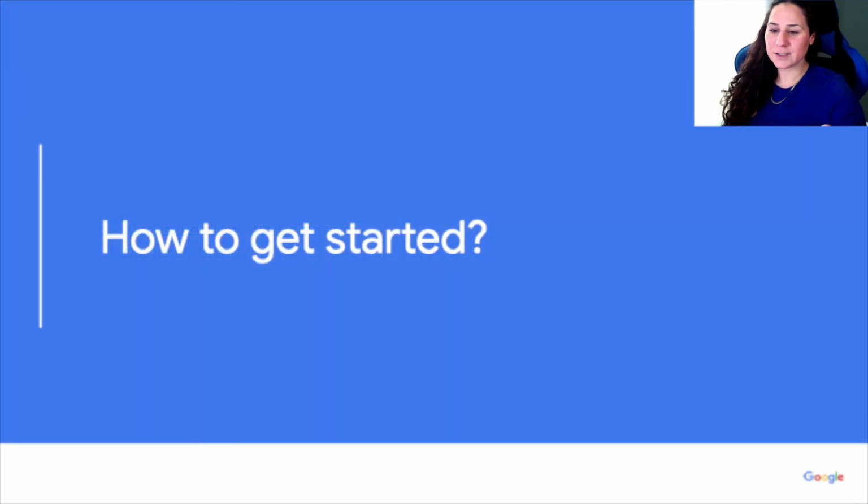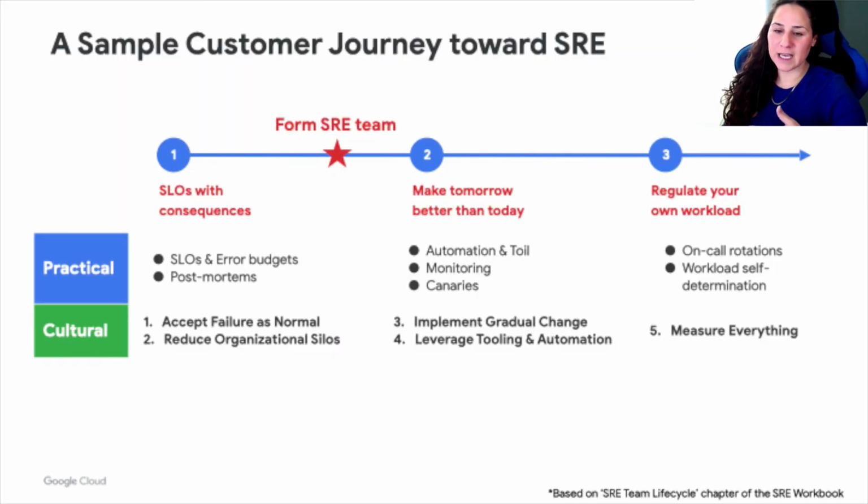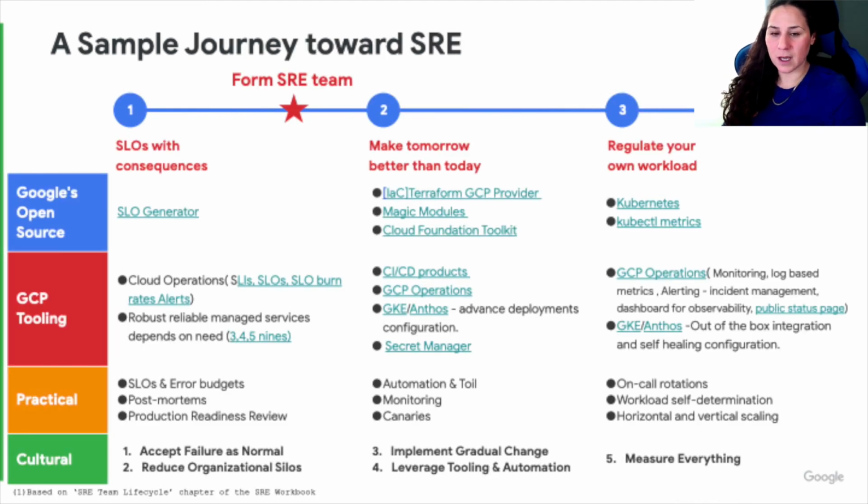A journey to SRE includes both implementing SRE practices that we covered before, like SLOs, but also fostering and enabling culture, accepting failure as normal, reducing organizational silos, and making tomorrow better than today by reducing the cost of failures, using Canary deployments, and having CICD pipeline and automation in general.